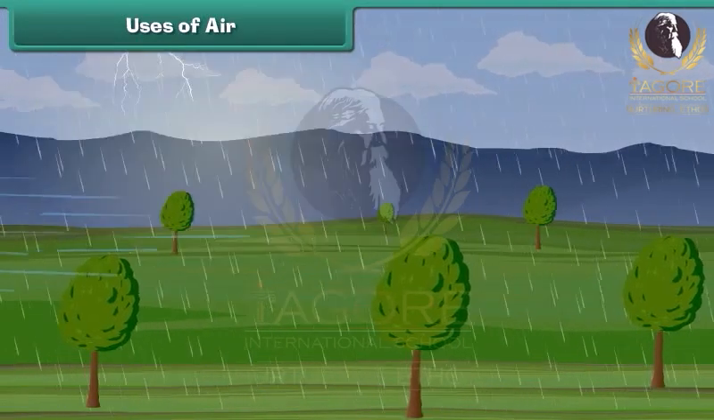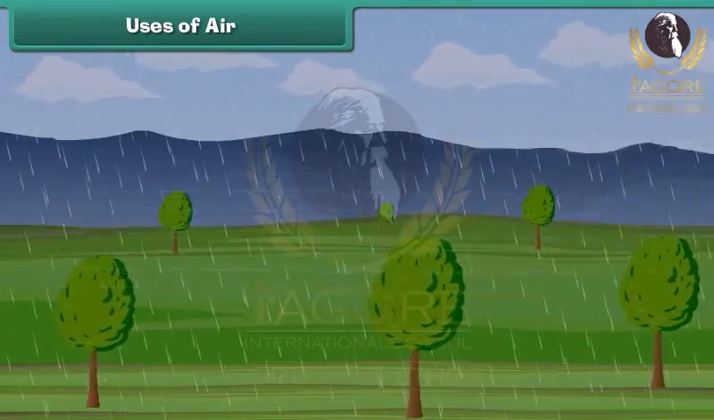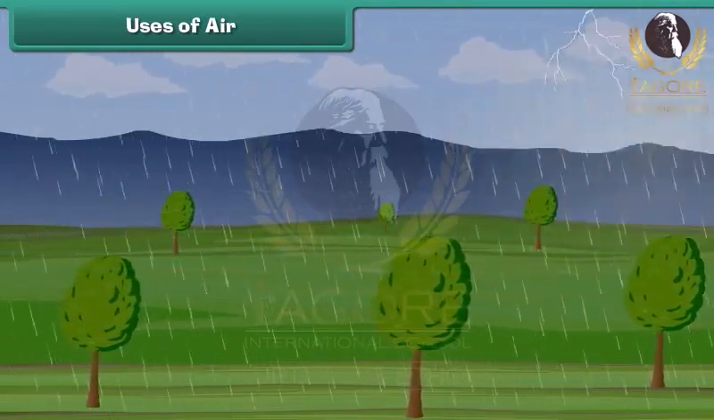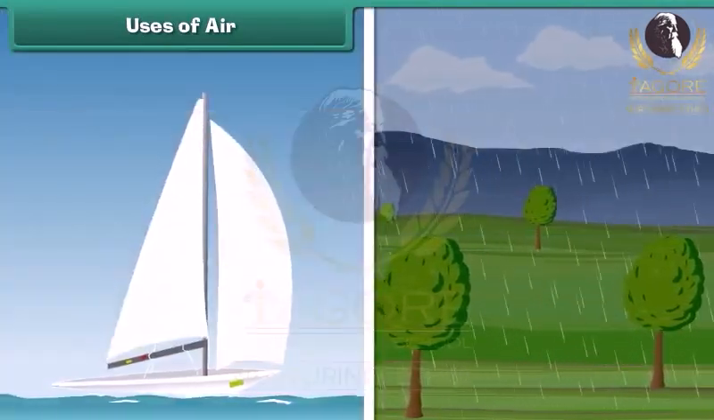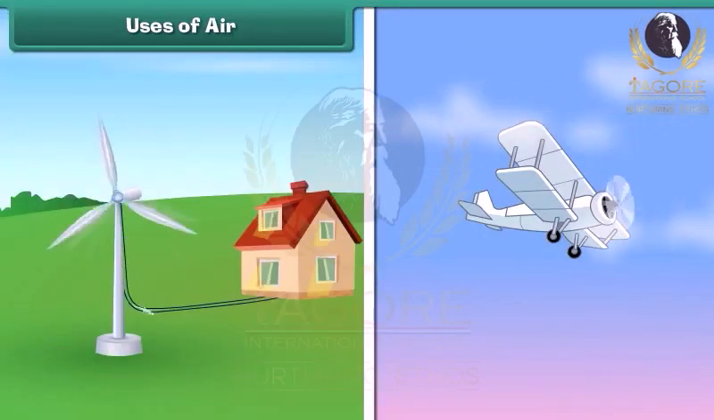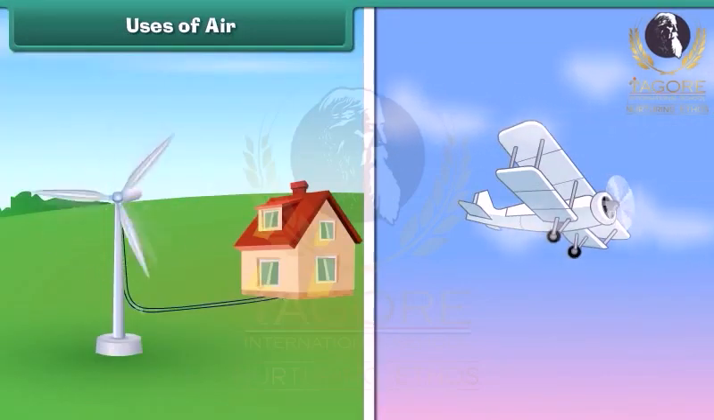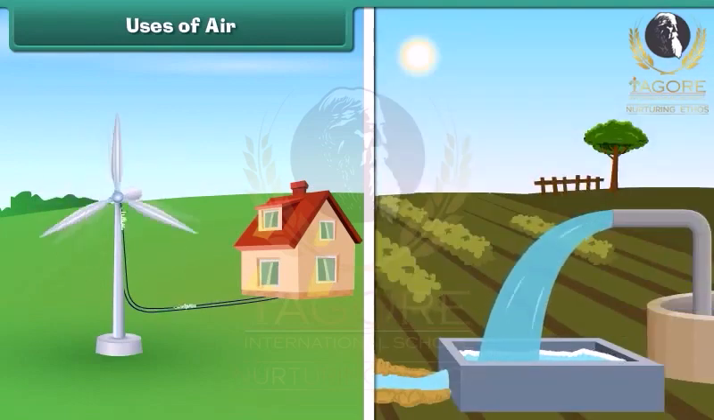Uses of air. Moving air is known as wind. Wind moves clouds and causes rains. Wind helps sailboats and gliders to move. The power of wind is used to generate electricity. Wind power helps pump water.